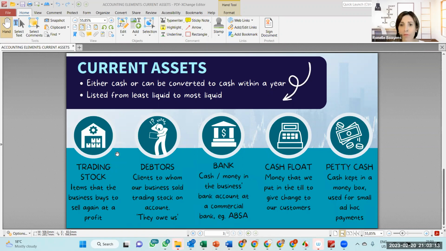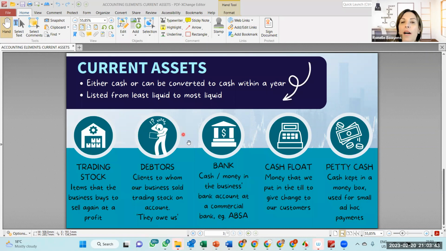Now, can you see, when we have the stock on our shelves, obviously the trading stock is not cash, but at the moment we get a client coming into our store and paying for that trading stock, the client takes the stock and in return gives us cash or money. So our business is converting its trading stock into cash.